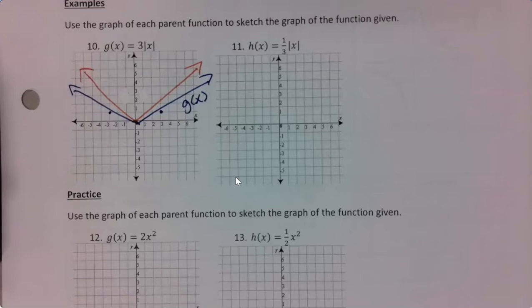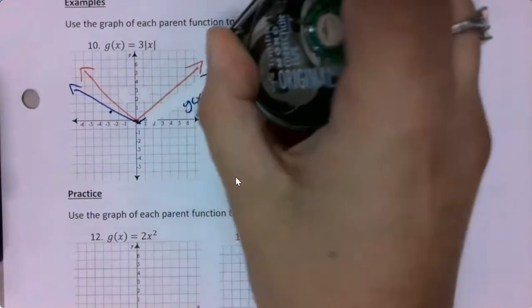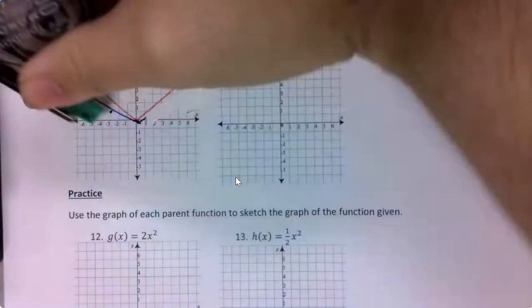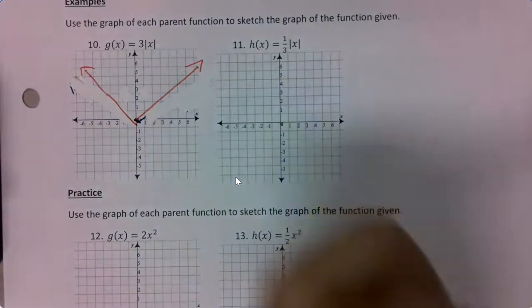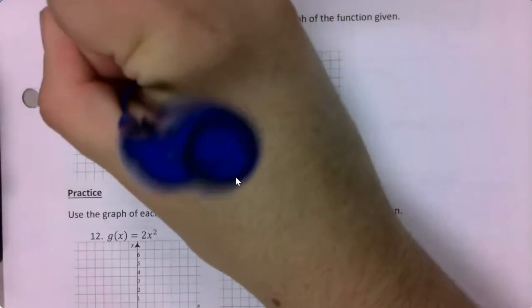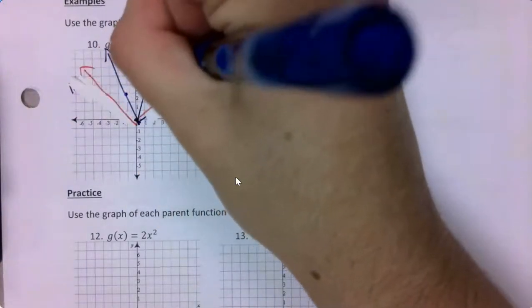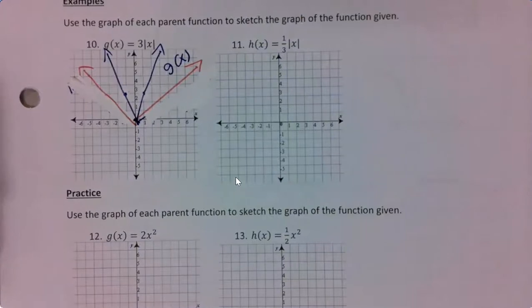Wait. No, I was right. Rise over run. You guys. Yeah. Crossing out the entire problem. Because stretch should make it skinnier. Oh yeah, because it's opposite.